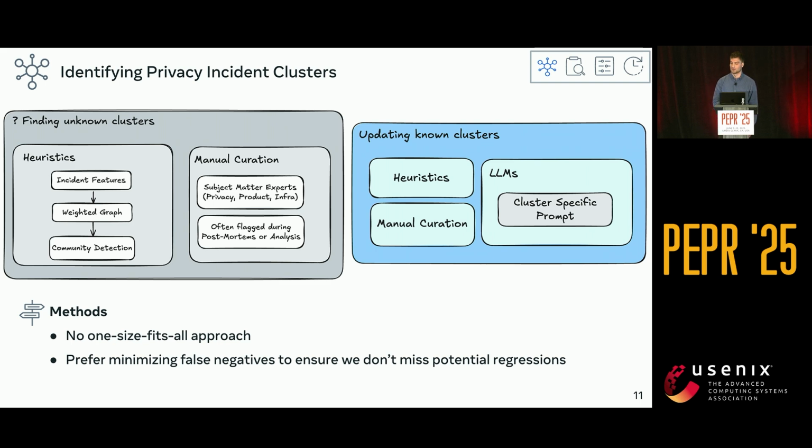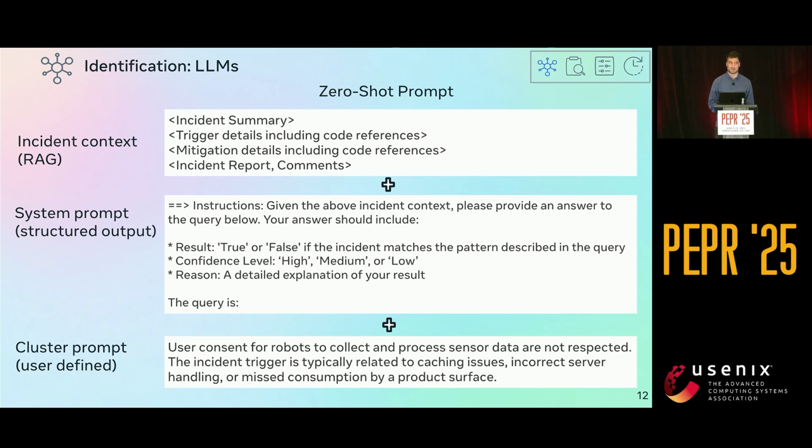To get more practical here, let's take a closer look at how our LLM method works. At the core of this method is the prompt itself. To construct it, we begin by retrieving context on each incident in the cluster, including its report, its code assets, and comments, similar to the features that we use in our heuristic method. We then append a system prompt that provides the objective and a structured output format containing the decision, reason, and confidence level. Finally, we require a user-defined prompt that describes the systemic incident pattern to evaluate the new incident against.